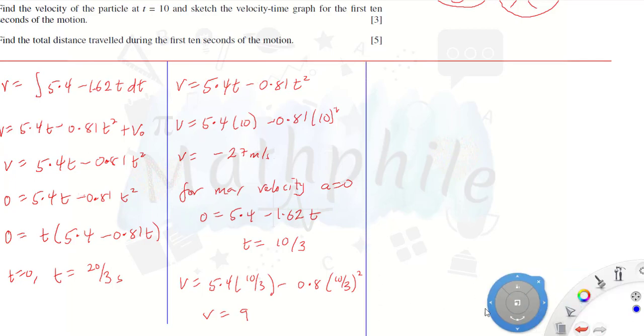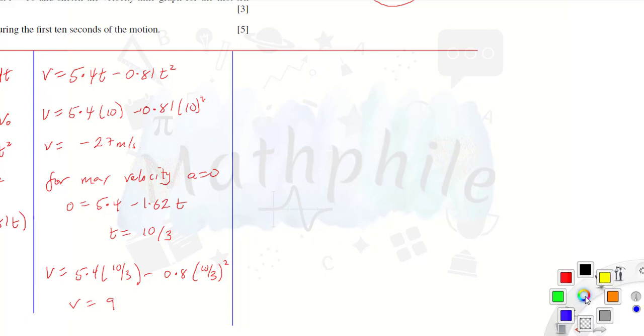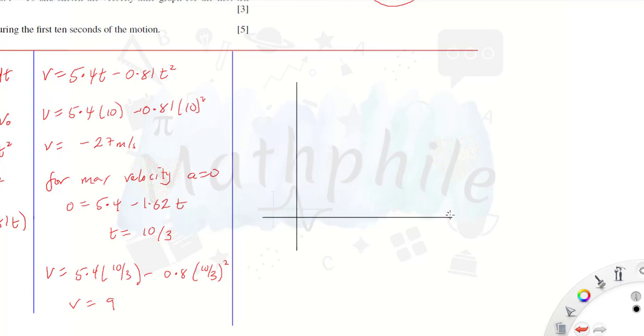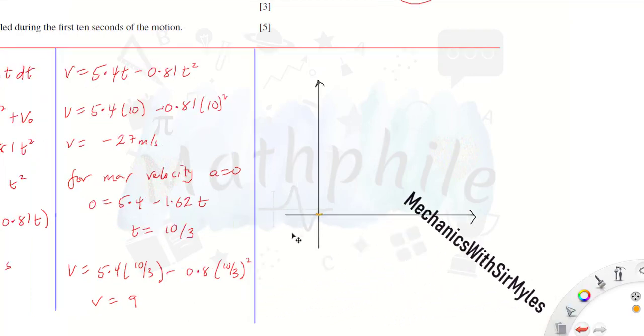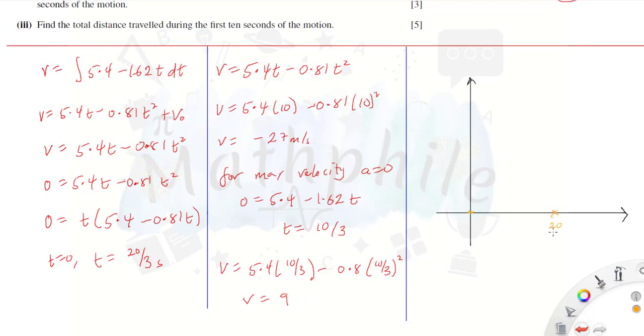Okay, so we're going to use the basic information we've got to sketch the curve. The particle started from rest, so I'm going to start from the origin. At time t, in the first question I think we found the time when the velocity was zero. I don't know if you remember. We got 20 over 3, the first part, when the velocity was zero. So let's say this is my 20 over 3.